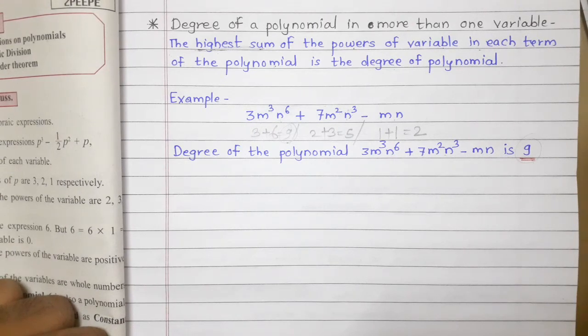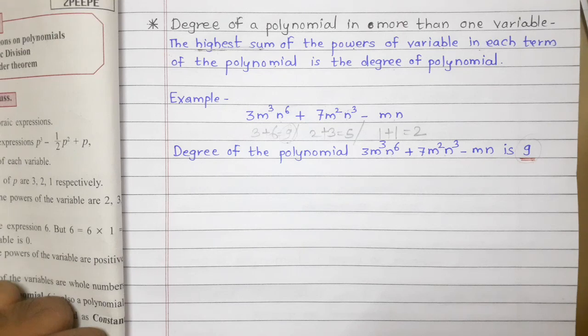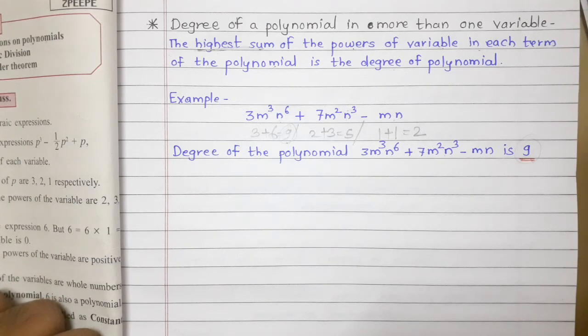Suppose we have a polynomial with more than one variable. At that time we have to get the sum of the powers, and then we have to choose the highest sum of the powers, and that will be the degree of the given polynomial.